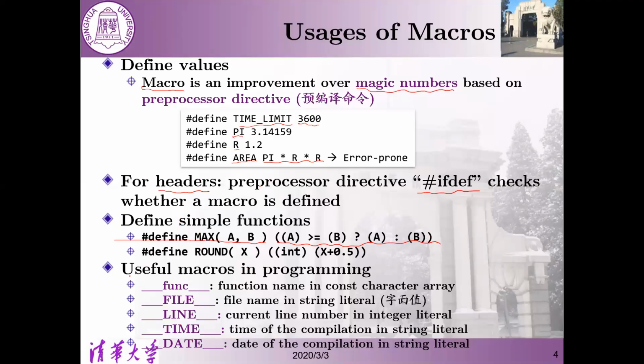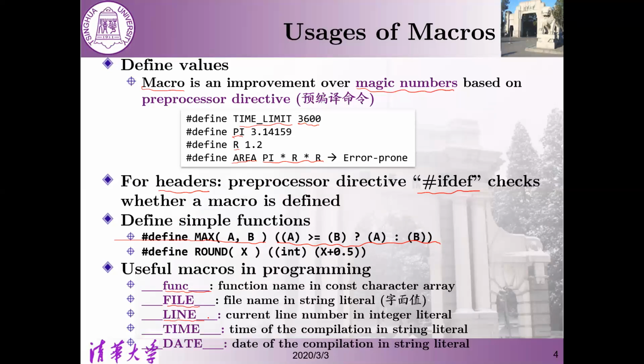There are also some useful macros. And this one is for the function name. That means in our source file, we can use this keyword or macro to report the function name. And this one is for the file name. And this one is for the line number.